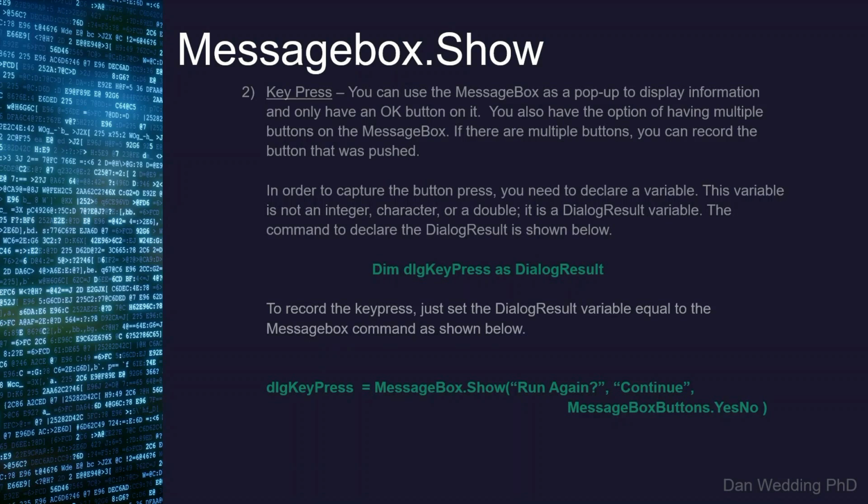If there are multiple buttons, you can record the button that was pushed. In order to capture the button press, you need to declare a variable. This variable is not an integer, character, or a double. It is a DialogResult variable. The command to declare the DialogResult is shown below. To record the key press, just set the DialogResult variable equal to the MessageBox command as shown below.